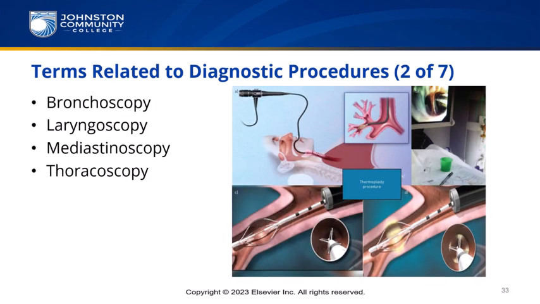Each of the following are endoscopic procedures, that is, procedures that require an instrument to view within the body. Pictured here is a bronchoscopy, which is the process of viewing the bronchial tubes. The laryngoscopy is the process of viewing the interior of the larynx, which we know as the voice box. Then a mediastinoscopy is the process of viewing the structures contained between the lungs. And lastly, a thoracoscopy is the process of viewing the entire chest cavity.